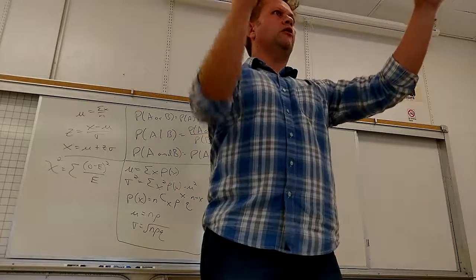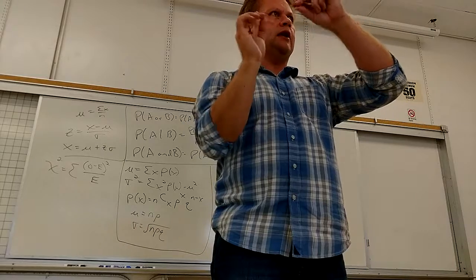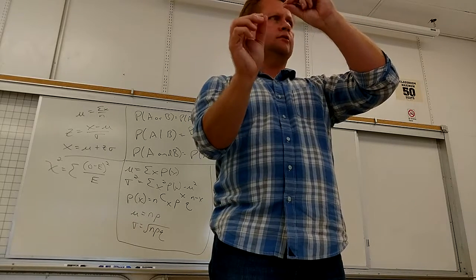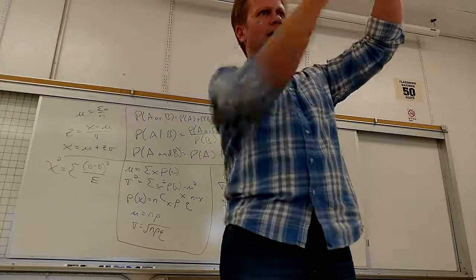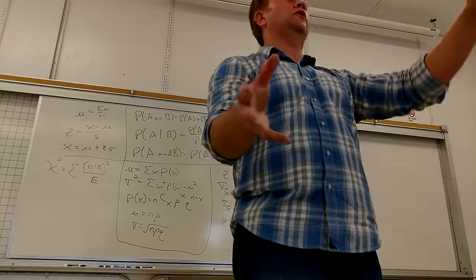And R equals 1 or R equals -1 means the points have to do what? They have to line up exactly on the line. That's what it means. That's perfect correlation.